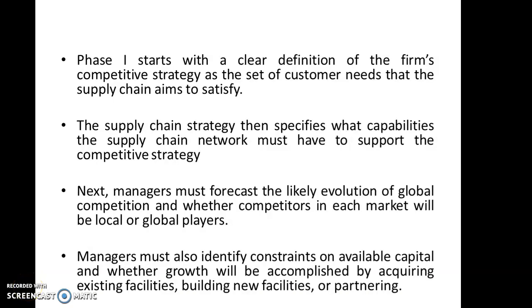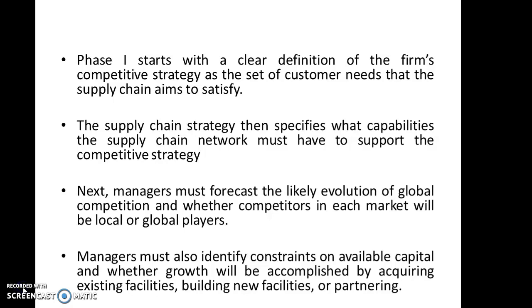Phase 1 starts with a clear definition of the firm's competitive strategy as the set of customer needs that the supply chain aims to satisfy. So, phase 1 begins with the definition of competitive strategy. That means, in terms of customer needs and how the company is going to satisfy them through its supply chain network when compared to its competitors.